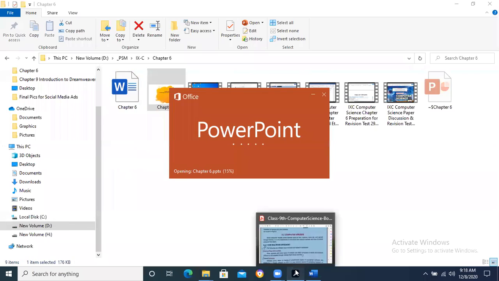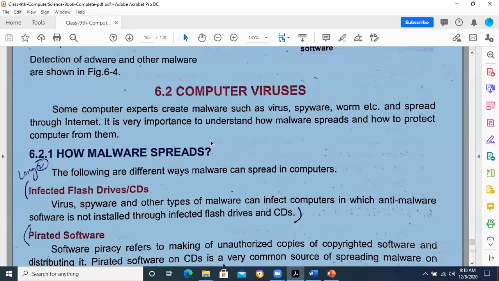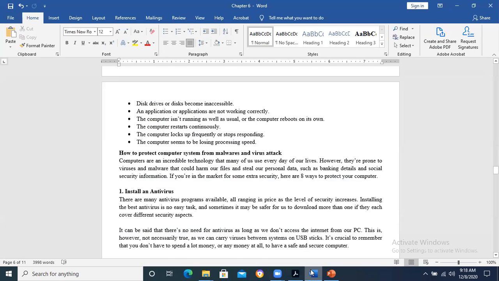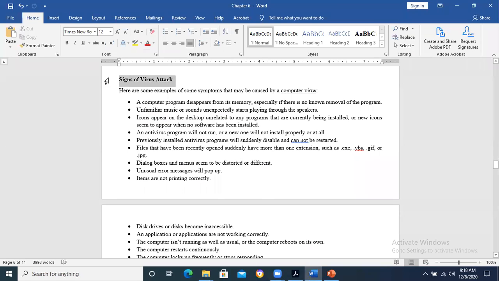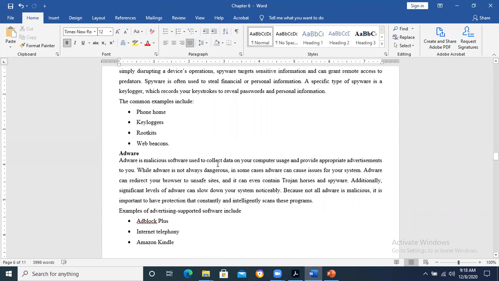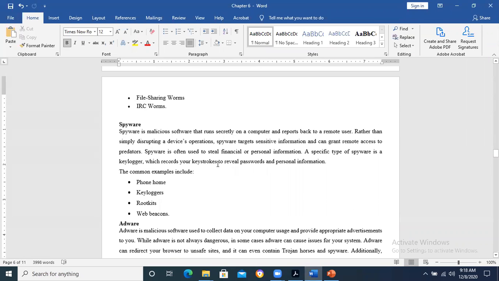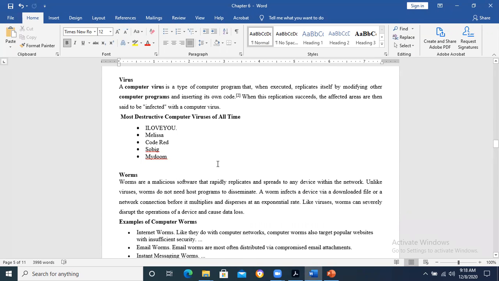How we can protect our computer system. We have gone through different options for how you can identify that your computer is at risk or under a malware attack. What are the signs of a virus attack? We have already gone through this. What are the different types of viruses? Adware, spyware, malware. These are all different types of malware, viruses and worms. We have gone through them.